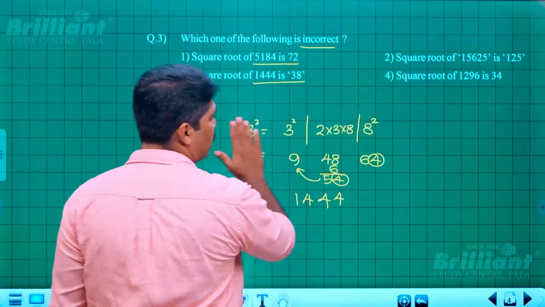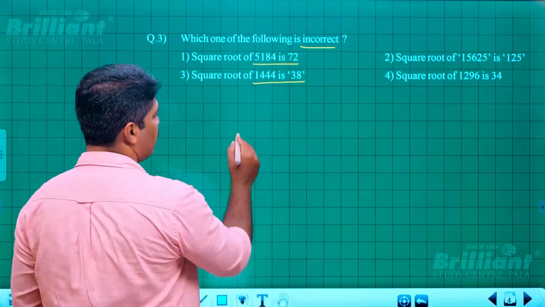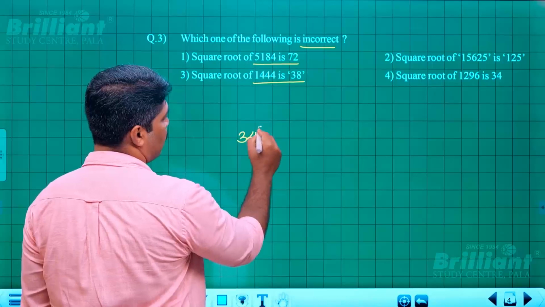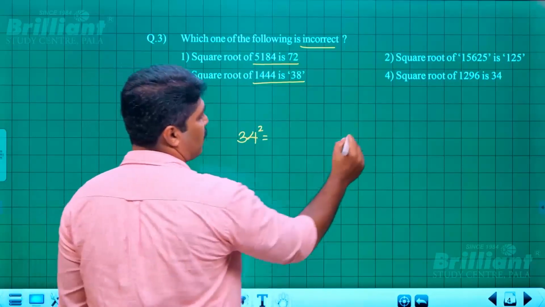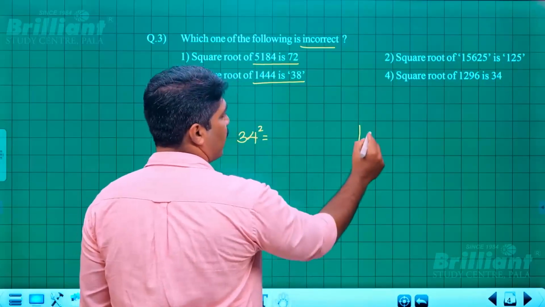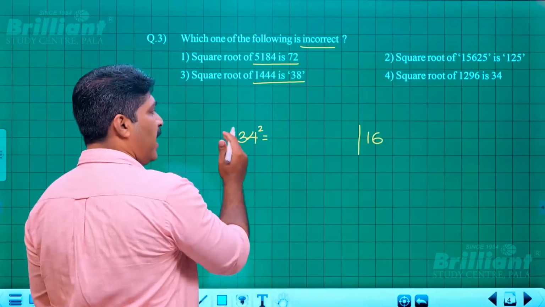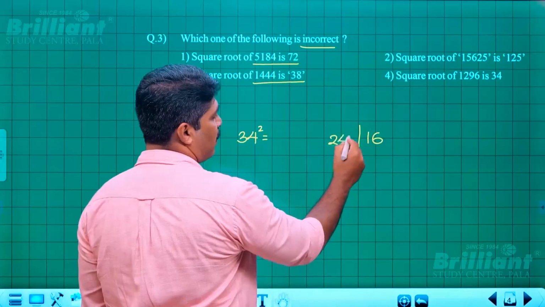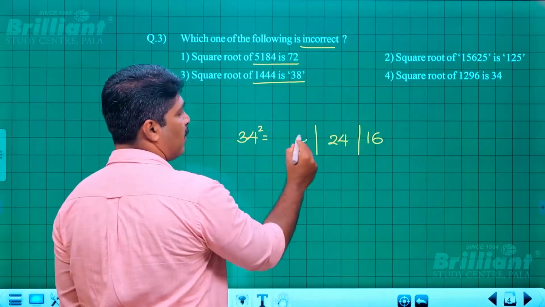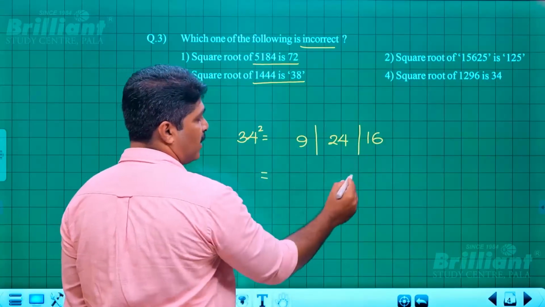So move to the next two-digit number, that is 34 square. So consider what is 34 square here. You have to start from the right side. So that is 4 square. Now I am directly writing the value, that's equal to 16. 2ab, so that is 24. And the last one, that is a square, which is 9. So therefore write 6 here.